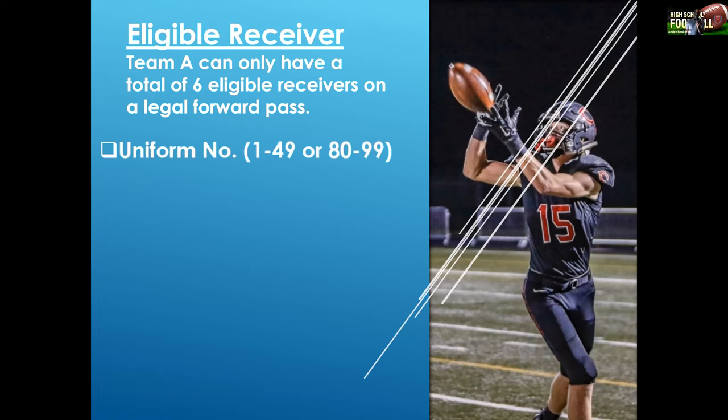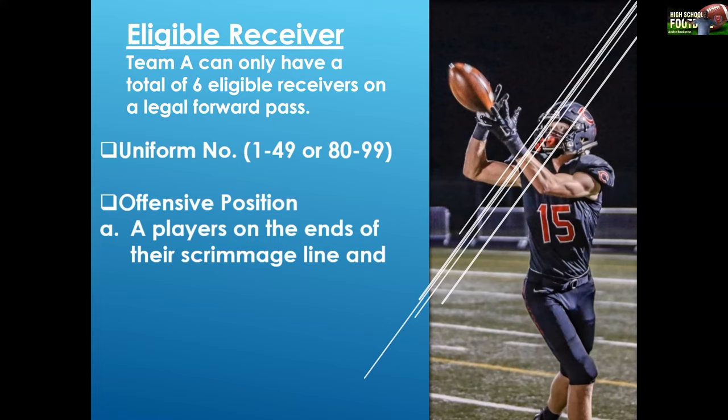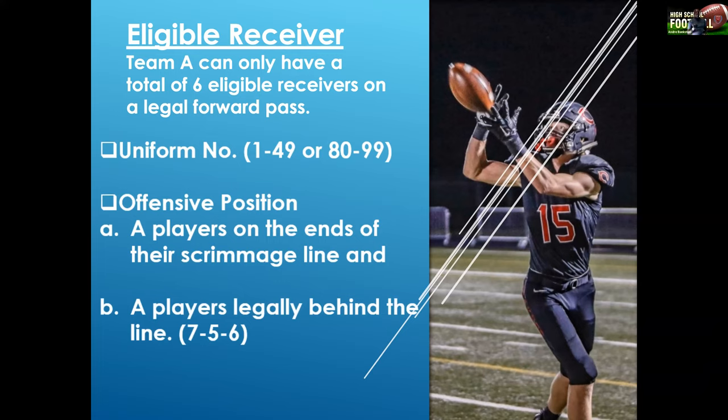Uniform numbers 1 through 49 and 80 through 99, right? Zero is the illegal number in the National Federation High School, right? Or by position, all right? One, a player on the ends of the scrimmage line is an eligible receiver. And a player, see right here, legally behind the line. Legally. So when we talk about that limbo player, if he doesn't meet the definition of what it means to be legally behind his line, he's in an illegal position and he becomes ineligible. Just saying. All B players are eligible receivers. So on any pass play, you have a total of 17 eligible receivers, 11 on defense and 6 on offense.